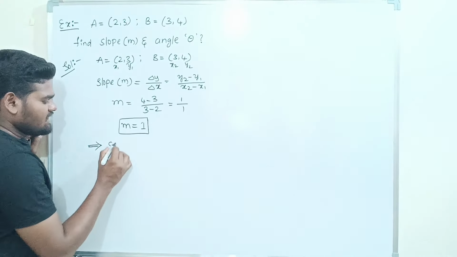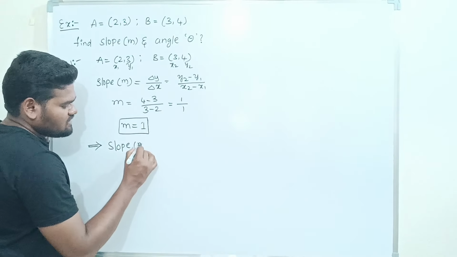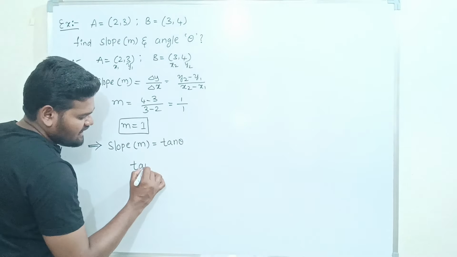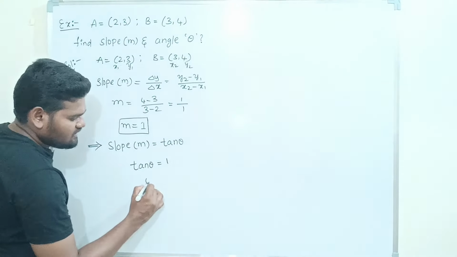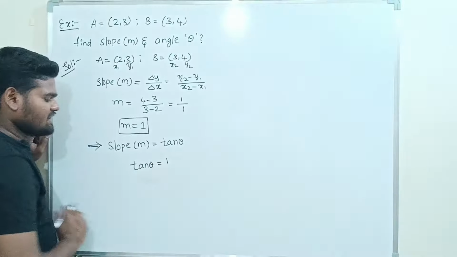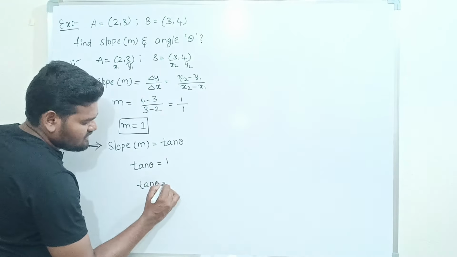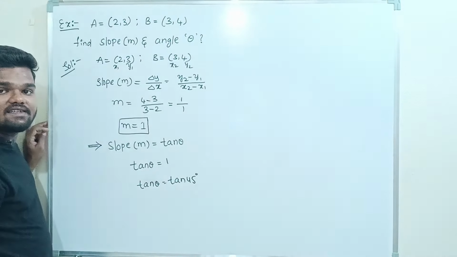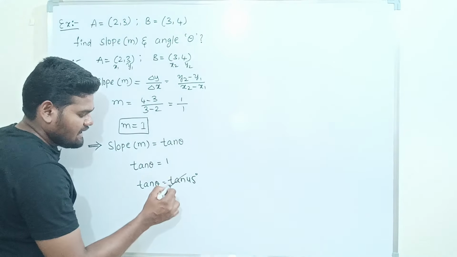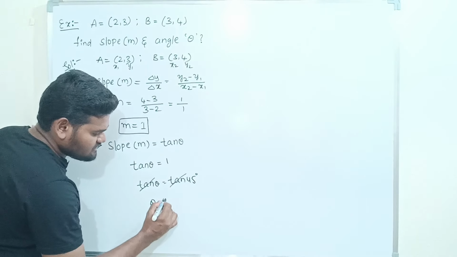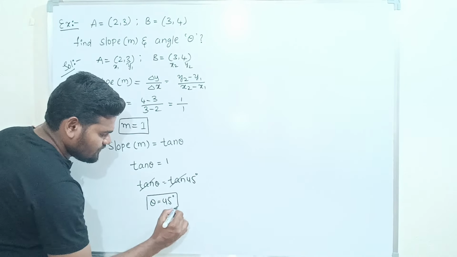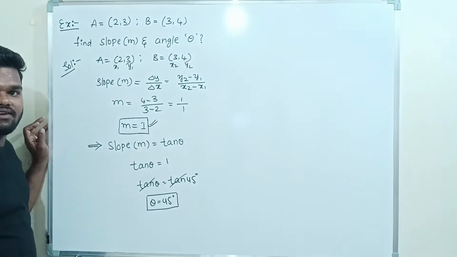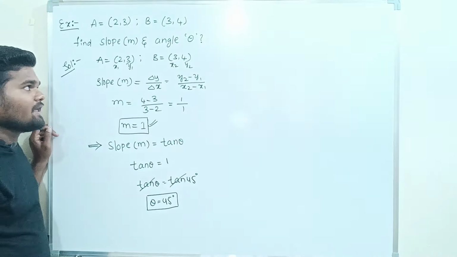And we have another formula in terms of theta. Slope M is equal to tan theta. Right? So the slope we got is 1, so tan theta is equal to 1. Then theta is equal to what? 1 is nothing but tan 45 degrees. Then tan gets cancelled out, and we got theta equal to 45 degrees. Theta is 45 degrees and slope is 1. Is it clear? Any doubt?